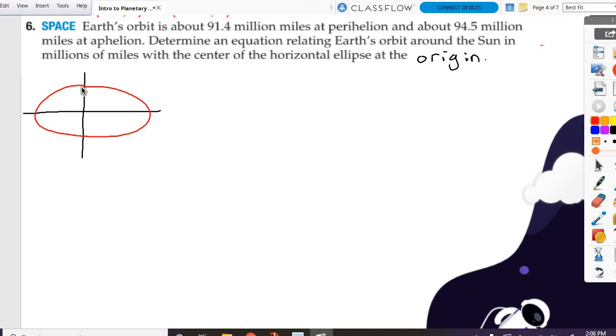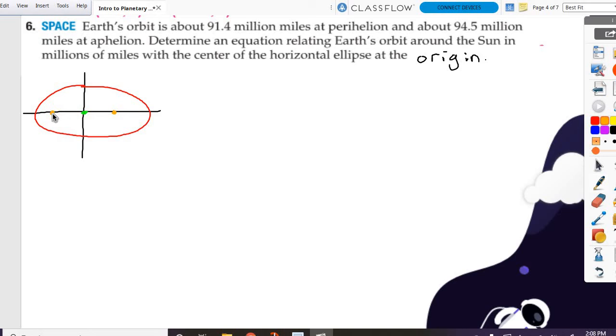So they tell us that it's a horizontal ellipse, which is why I drew it longer going left and right than it is up and down. Now, realistically, your orbit is going to be much closer to a circle than that is, but it just makes it a little bit easier for us to see if we over-exaggerate it. Okay? Now, remember that I have my center, and they tell us that we're going to put it at the origin, which is nice. And then we're going to have two foci.